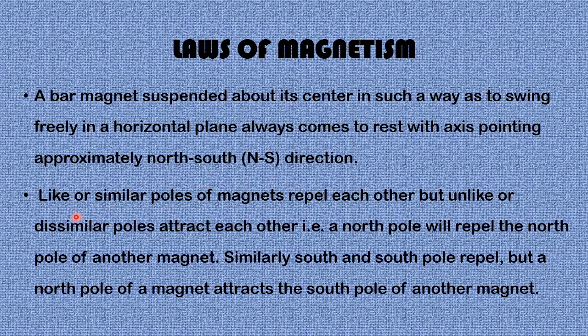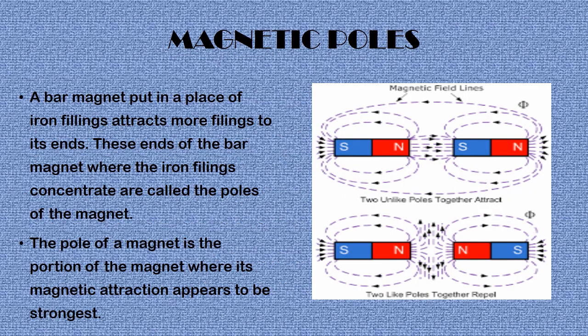And the second law: like or similar poles of magnets repel each other, but unlike or dissimilar poles attract each other. That is, a north pole will repel the north pole of another magnet, and a south pole will repel another south pole, but the north pole of a magnet attracts the south pole of another magnet. So these are the laws of magnetism.